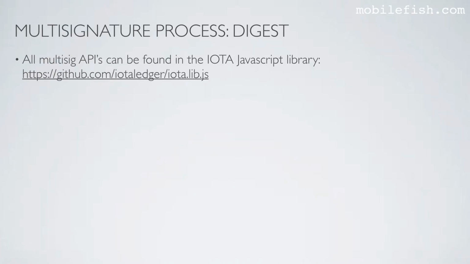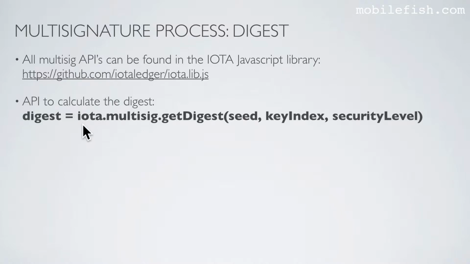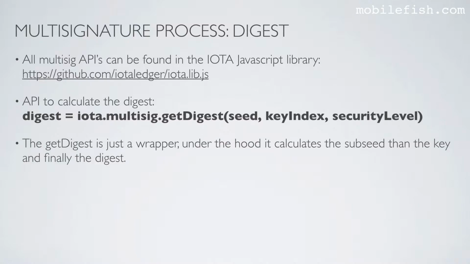All Multisig APIs can be found in the IOTA JavaScript library. See this link. The API to calculate the digest is iota.multisig.getDigest. You need the seed, key index, and security level as input. The getDigest function is just a wrapper. Under the hood, it calculates the subseed, then the key, and finally the digest.